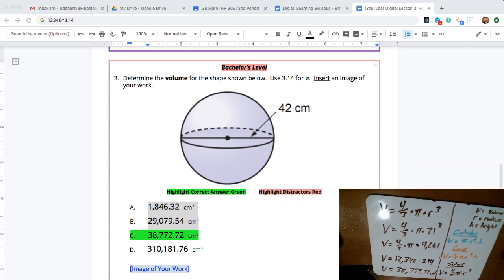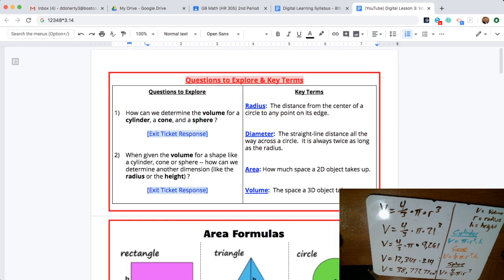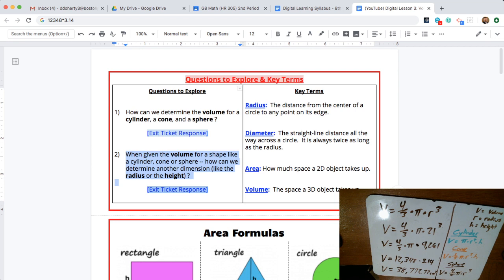Problem 4 and problem 5 get a little trickier. As we move from number 3 into number 4 and 5, they really focus on what IXL and Khan Academy will get to on their tougher problems towards the end. Instead of asking you to find the volume for a shape, they're going to give you the volume for a shape and ask you to try to determine the radius, the height, or one of the other dimensions for that shape.